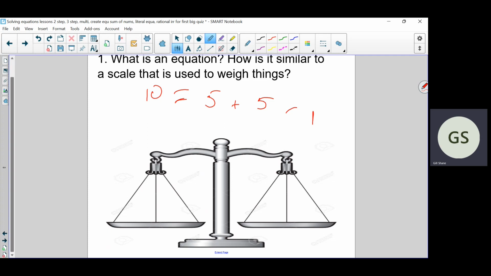I have got to do the same thing. So if I'm going to do this, subtract 1 on the right, I have got to subtract 1 on the left. So now this is 9, but because I did the same thing on both sides, it is still balanced. 9 on both sides.